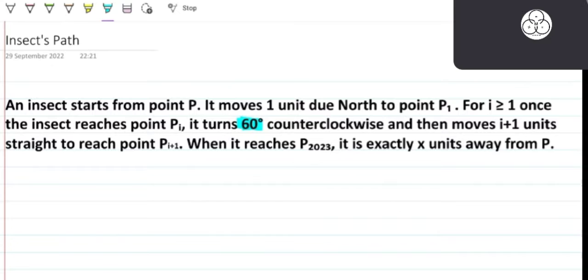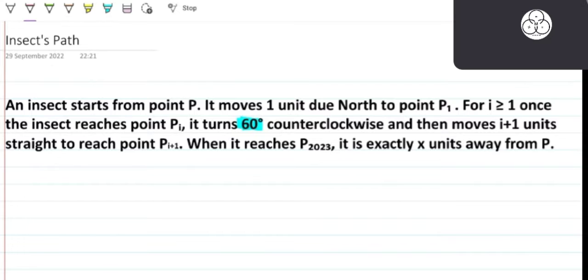An insect starts from point P and moves 1 unit due north to point P1. For i greater than or equal to 1, once the insect reaches point Pi, it turns 60 degrees counterclockwise and then moves i plus 1 units straight to reach point Pi plus 1. When it reaches P2023, it is exactly x units away from P. So let us draw the diagram for this question.